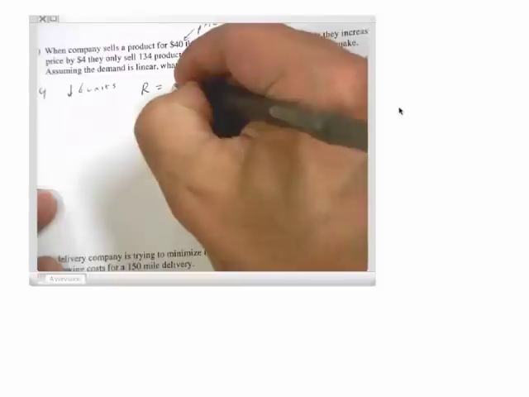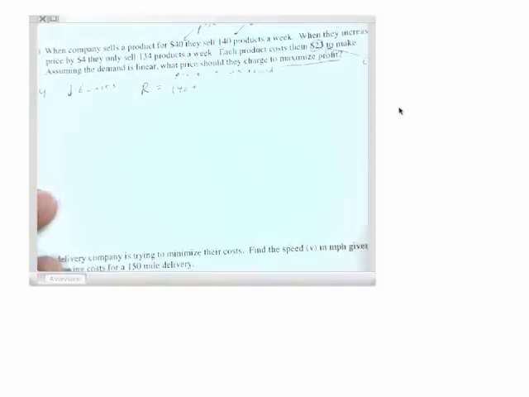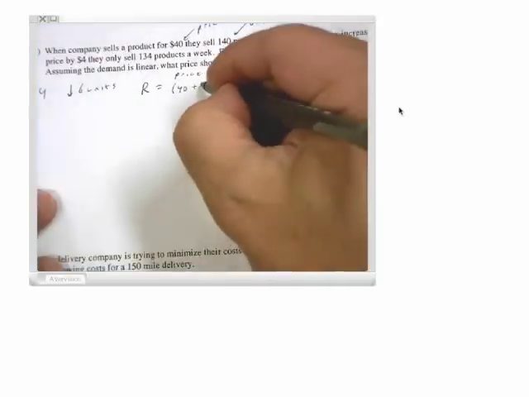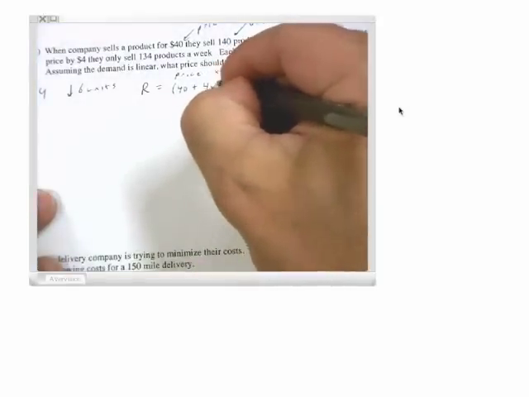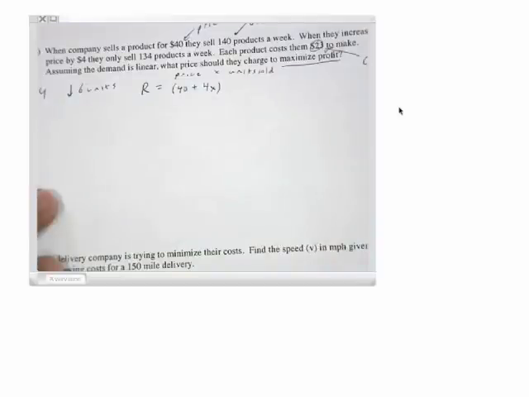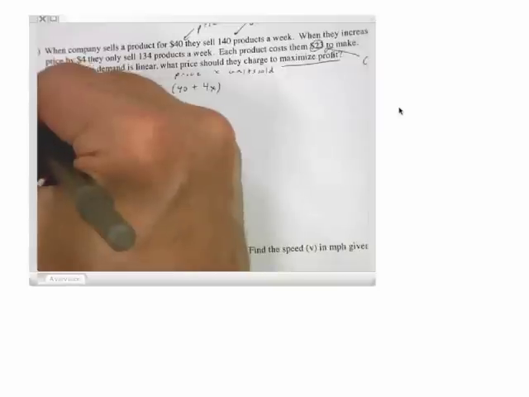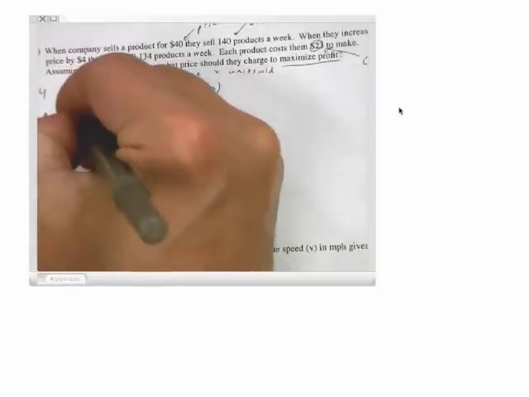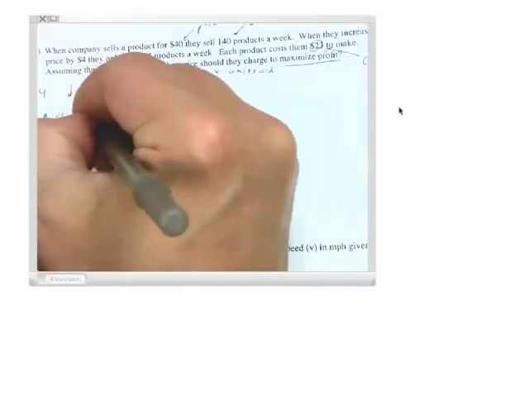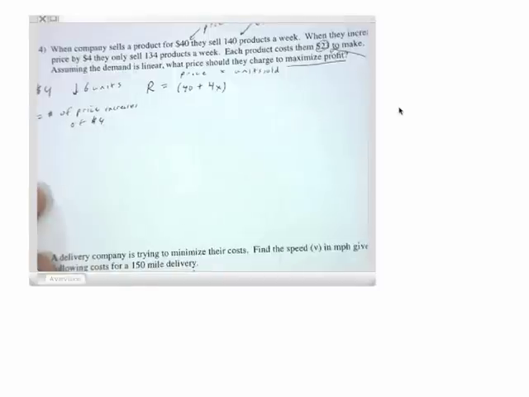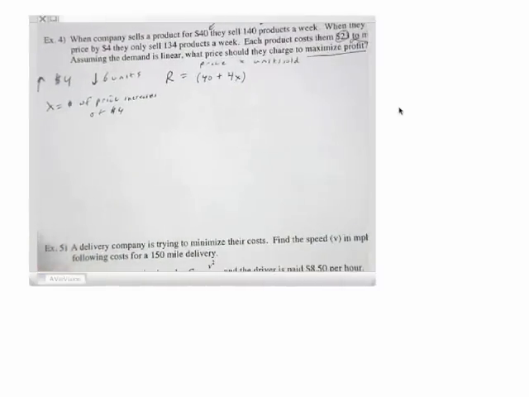So I'm going to start with a price of $40, but I'm going to increase it by $4, so I'm going to add 4 times x. Now, that x is not representing the number of units sold. X is going to represent, in this case, the number of price increases of $4. So, for example, if I get x equals 1 for this problem, that means I'm going to raise the price by $4. If I get x equals 2, I'm going to raise the price by $8. Okay?